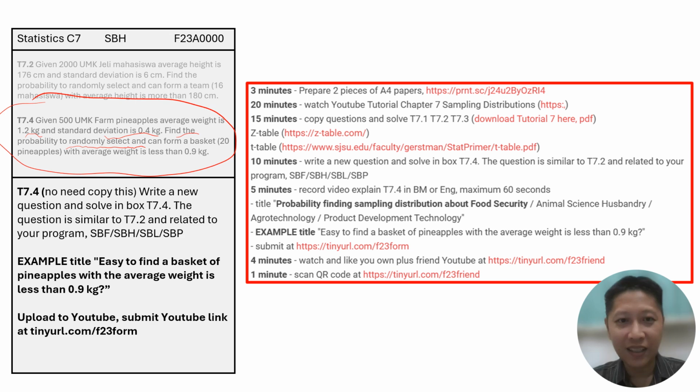Now, find the probability. I randomly select and form a basket. And inside that basket, which consists of 20 pineapples, the basket has the average weight less than 0.9 kilograms. What would be the probability? I close my eyes, I randomly pick 20 pineapples from this farm and put them inside the basket. What is the chance that the average weight of this basket is low, just 0.9 kg or less?